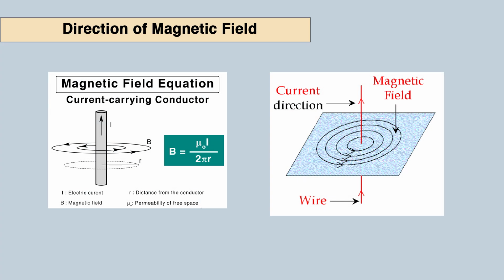The right hand rule gives the direction of the magnetic field. According to this rule, the thumb indicates the current direction. The fingers curling around the conductor indicate the magnetic field direction. Just like a wire, the direction of the current and the fingers represent the direction of the magnetic field. And the equation is B equal to mu naught I upon 2 pi r.